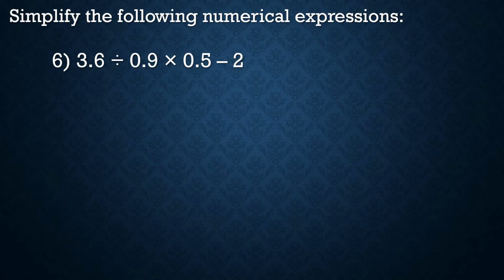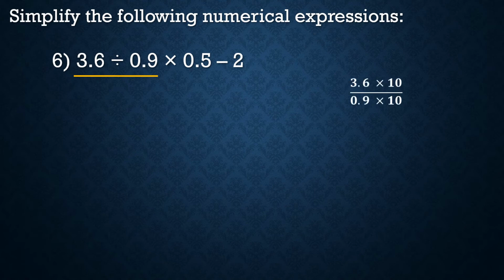Question number 6. 3.6 divided by 0.9 multiplied by 0.5 minus 2. Now tell me, according to DMAS, what we have to solve first? Division, multiplication or subtraction? Yes, division. So do the division. But 3.6 and 0.9 both are decimal numbers. So let's convert 0.9 into a whole number. See, 0.9 has one digit after decimal. So multiply numerator and denominator by the same number, 10.